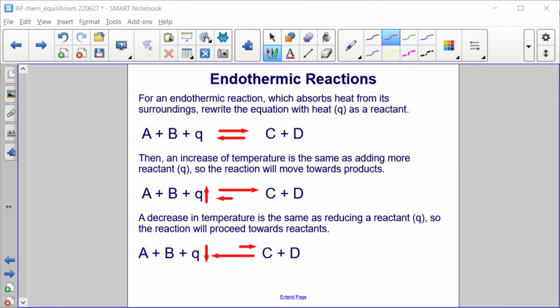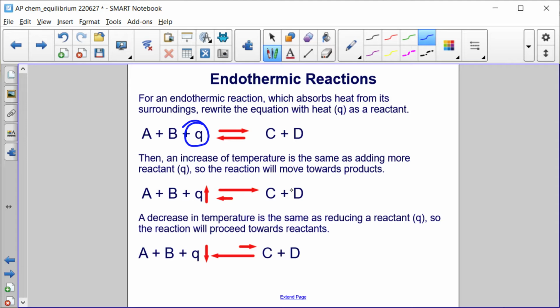Endothermic reactions. For an endothermic reaction which absorbs heat from its surroundings, rewrite the equation with heat Q as a reactant. Then, an increase in temperature is the same as adding more of a reactant. If we have excess reactant, we've got to use it up, so the reaction will move toward the products. Equilibrium will shift towards the products.